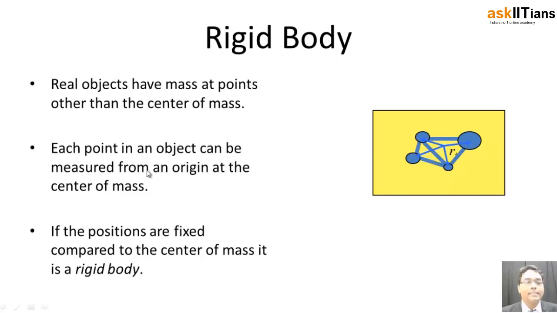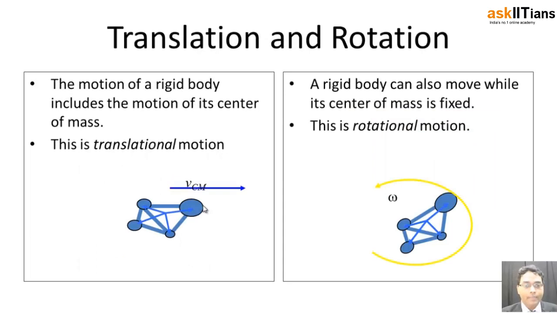Going further, each point in an object can be measured from an origin at the center of mass. So if you place the origin at the center of mass, you can measure its position. So Ri represents the position vector of any mass with respect to the center of mass, provided you have kept the center of mass at the origin. Further, if all these positions are fixed with respect to the center of mass, we will say that it is a rigid body, right?